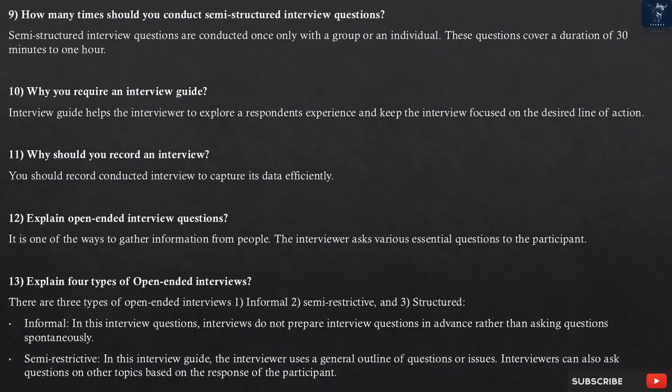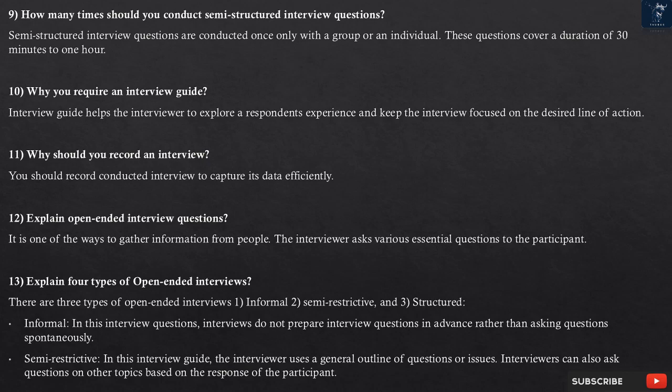9. How many times should you conduct semi-structured interview questions? Semi-structured interview questions are conducted once only with a group or an individual. These questions cover a duration of 30 minutes to 1 hour.